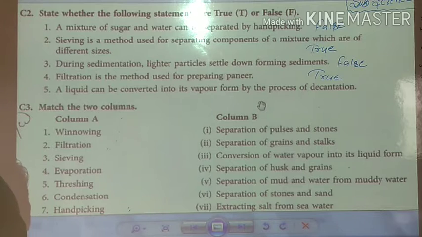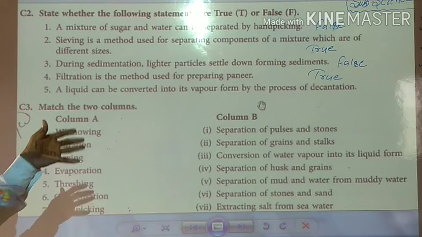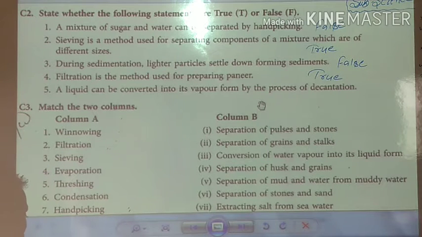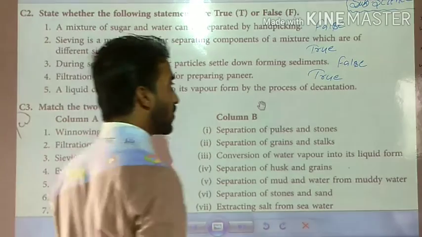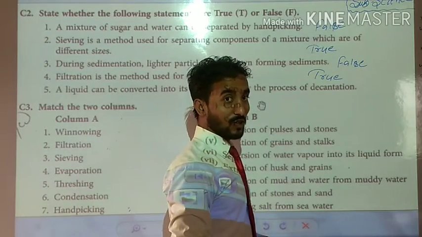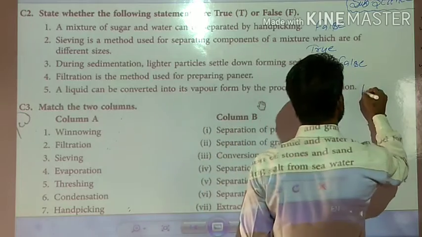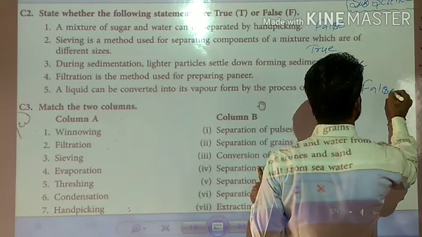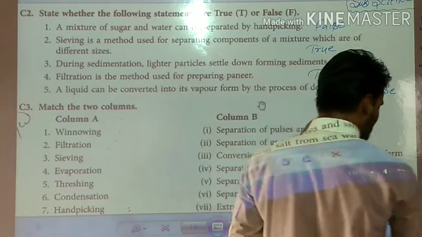See students, next question: a liquid can be converted into its vapor form by the process of decantation. No. Filtration. No. It means this sentence is completely wrong. Very good students.